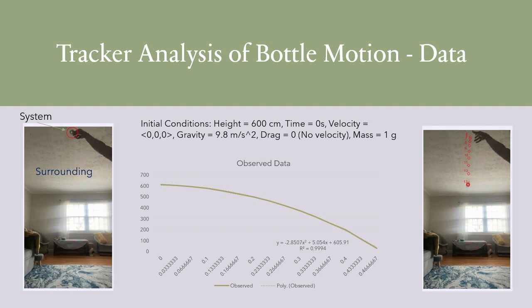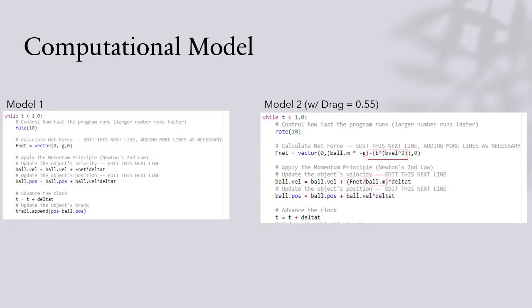On the right, you can see me using the Tracker application to track the motion of the falling tape. While building a computational model based on this falling object motion, I constructed two models. The first model only took into account gravity, which you can see here in the F-net vector, while the second model accounted for gravity and the drag force, which can be seen in the red squares. My final drag coefficient was about 0.55 after adjusting the prediction model to match the observed data.